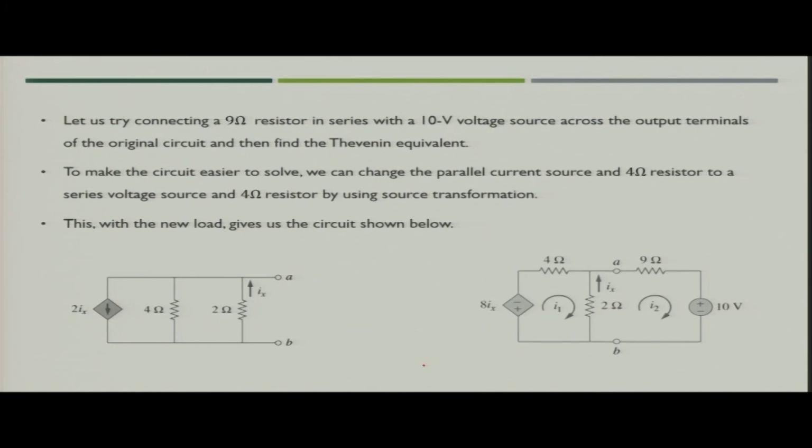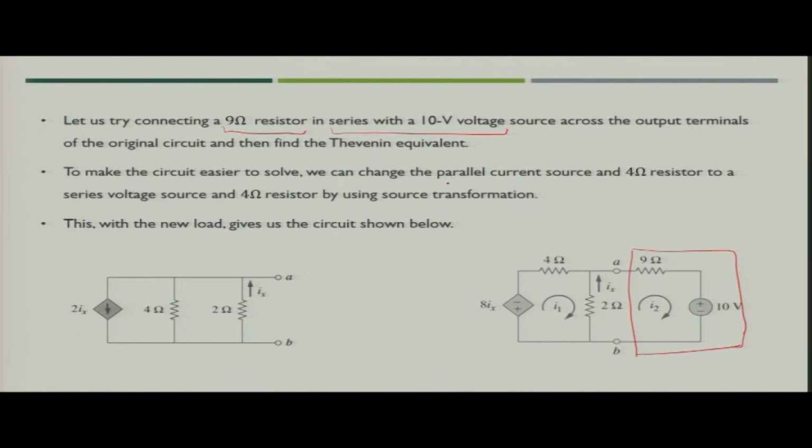So, now suppose we have a load of 9 ohm resistance and a 10 volt source connected across the terminal. What happens when you have a load of 9 ohm in series with the 10 volt source, how will you solve this circuit? Suppose you are not following the Thevenin theorem and you want to analyze this circuit, what will you do?